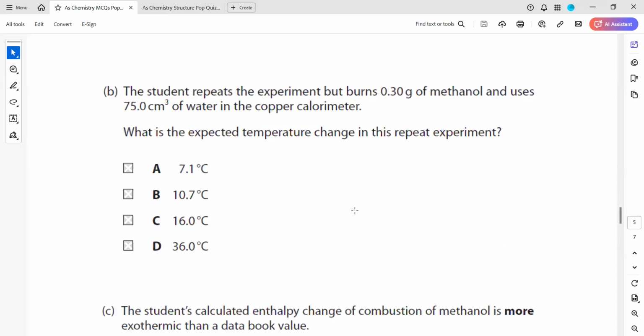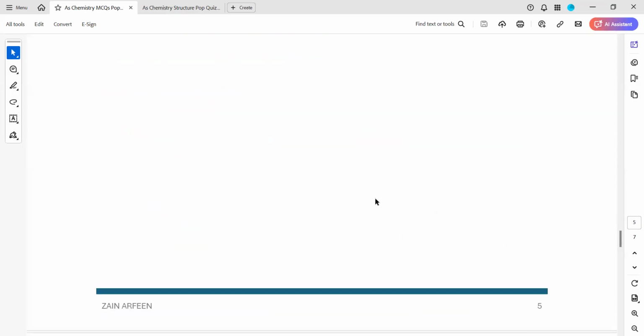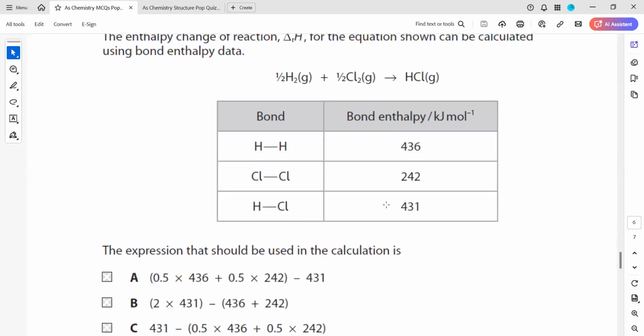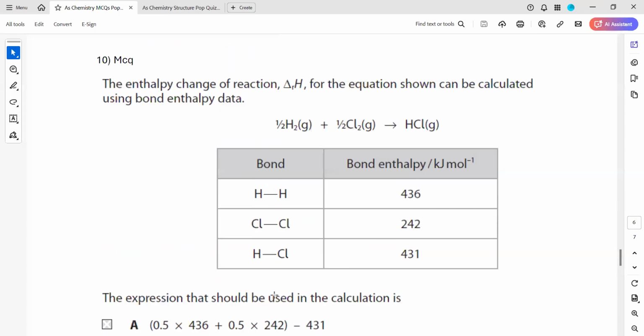Any doubt in the second part, B, C? Question 10. Question 9, part B as well. Okay.